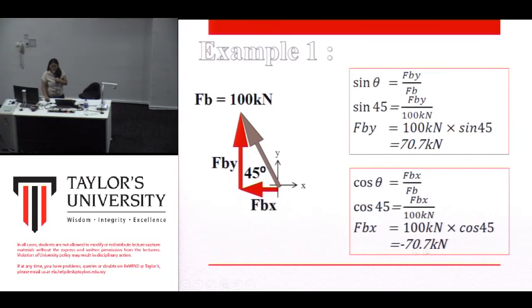Why is FBX negative? It is because it moved to the left. All right, negative x direction. All right, so what's next?